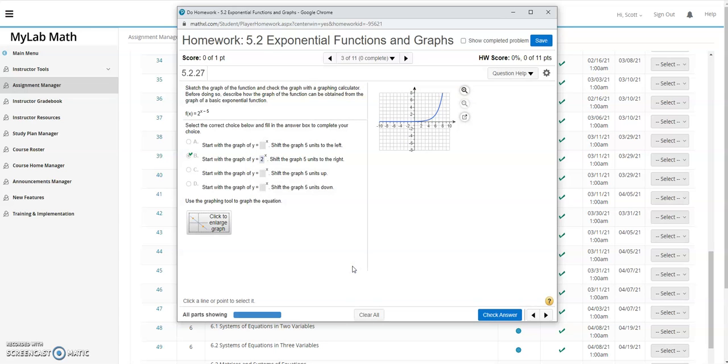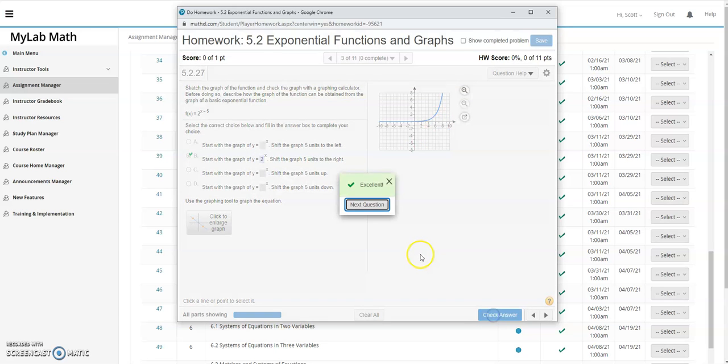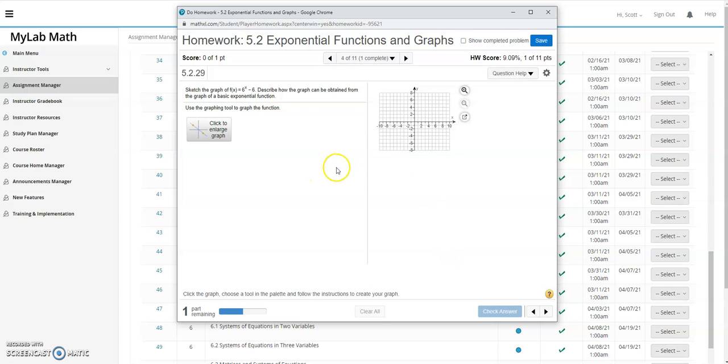So we'll save that. There's our graph, and we'll check our answer. Perfect. So that was graphing on MyMathLab. Just little nuances. Same thing when you get to this one: the base is automatically going to be an e, so you'll have to adjust it to a 6 down at the very bottom.